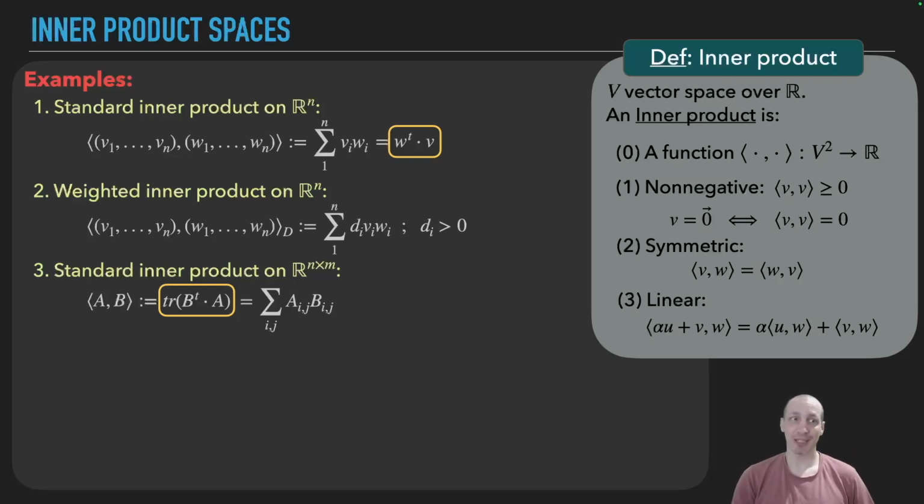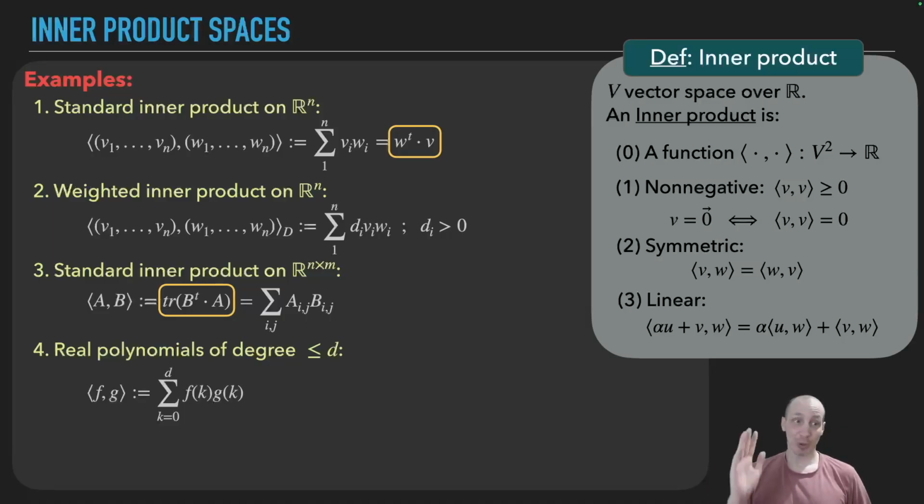I want to talk about another example, a bit less standard, and we're going to talk about real polynomials of degree at most d. So I'm going to define the product of f and g as the sum where k runs from 0 to d of f(k) times g(k). And again, to show that this is a well-defined function is easy, and linearity is easy, and symmetry is easy. Again, all of these follow because the product of f(k) and g(k) is distributive and symmetric.